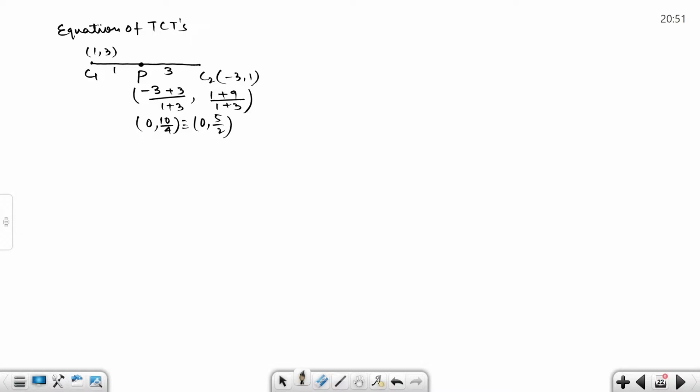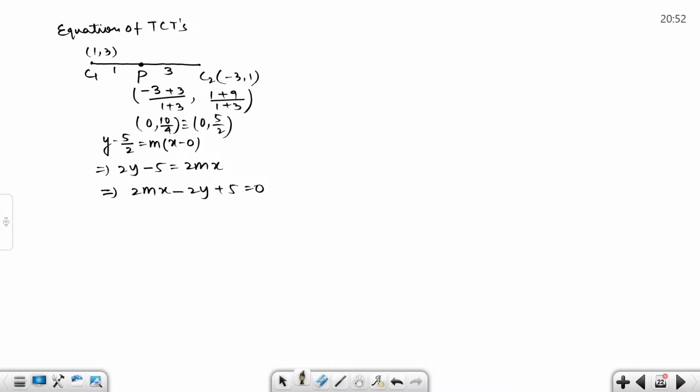So how to find out the equation of the transverse common tangent? We will assume, let the equation of the transverse common tangent be y minus 5/2 equals m times (x minus 0). So from here we are getting 2mx minus 2y plus 5 equals 0, right?